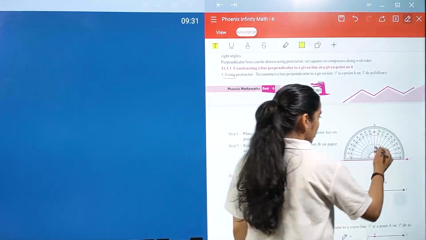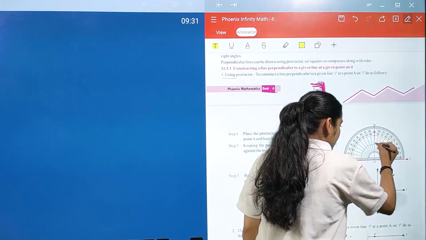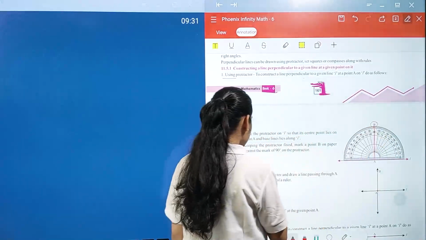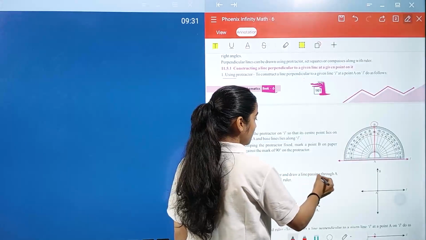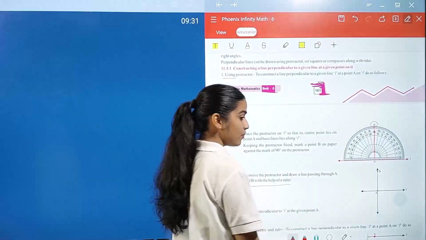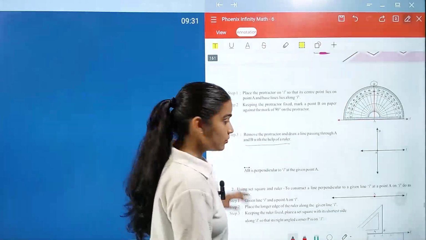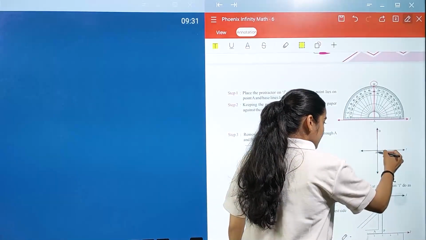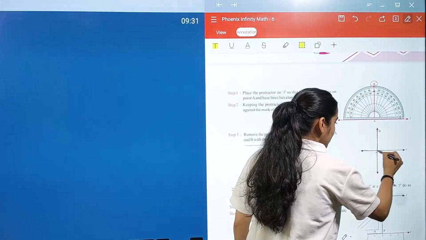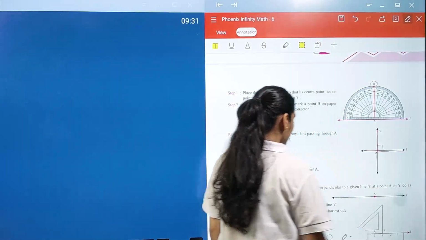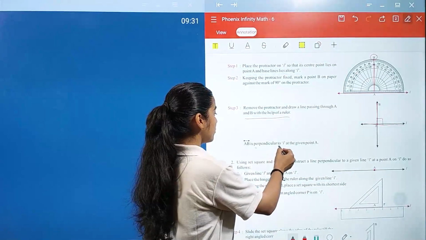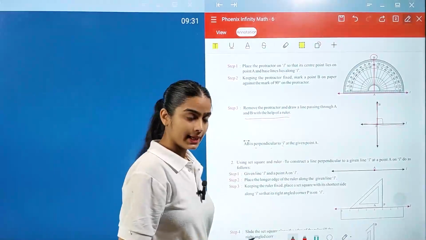Keeping the protractor fixed, mark a point B on the paper against the mark of 90 degrees. We all know that this is your 90-degree angle, so you have to mark a point B. After this, remove the protractor and draw a line passing through A and B with the help of a ruler. Then you have to extend this line further, and this is your perpendicular lines to each other. So this AB is perpendicular to L at the given point A.